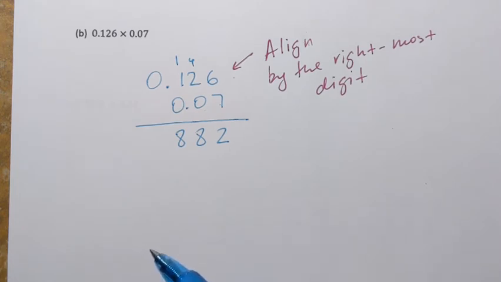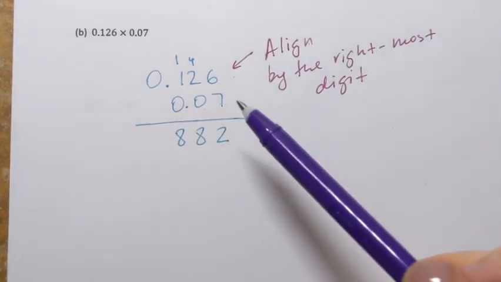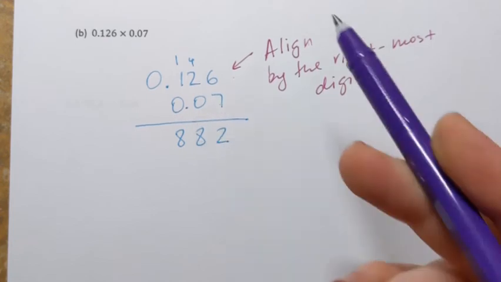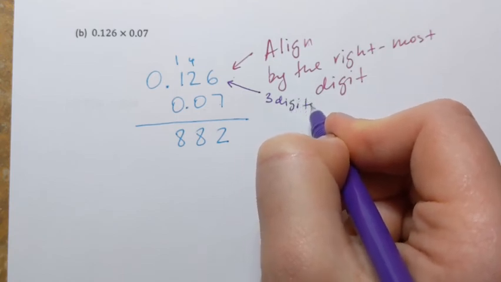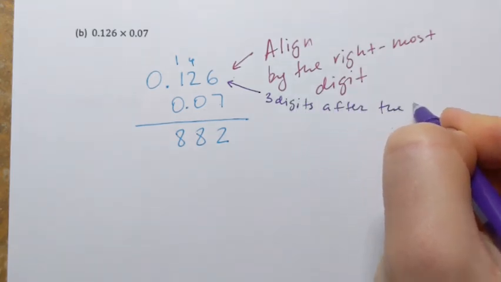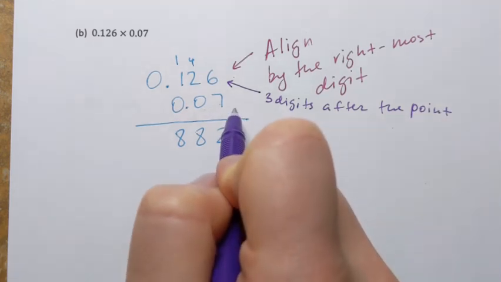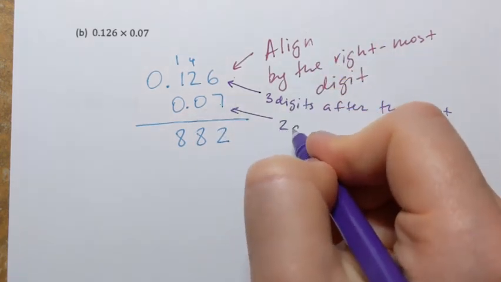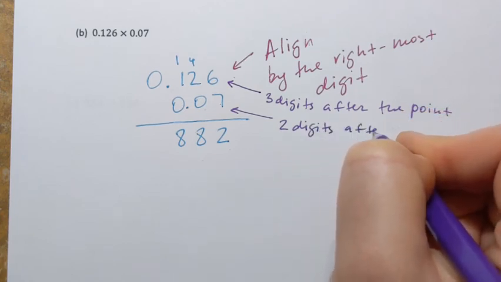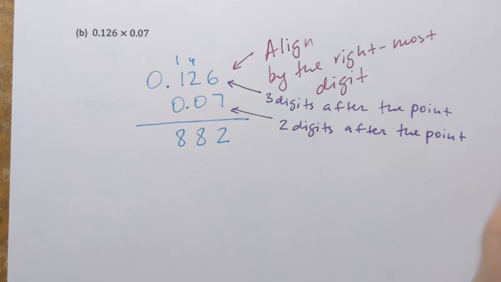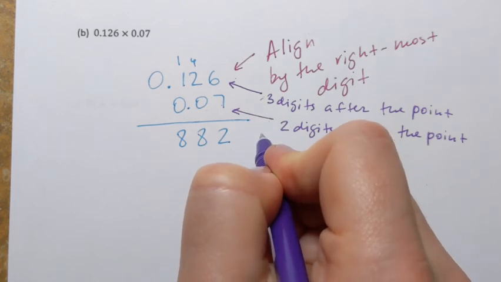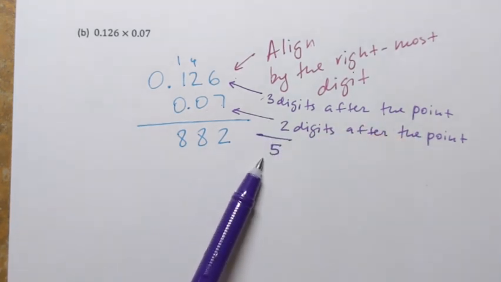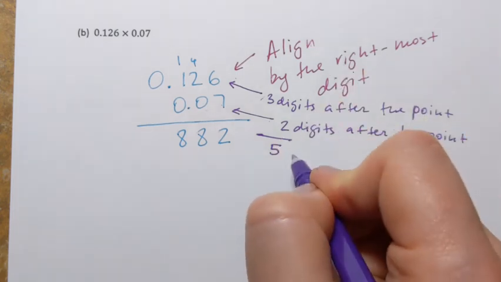And now I need to decide where to place the decimal point in the answer. For that, we need to count how many digits after the decimal point we had in the original numbers. So in the first one, we had 3 digits after the point. In the second number, we had 2 digits after the point. And if we combine those numbers, we'll get 5. That means that the answer is going to have 5 digits after the decimal point.